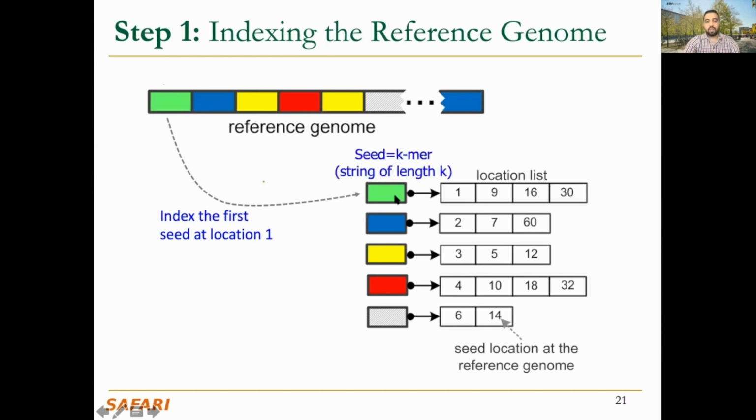Now, we call this piece or subsequence that we got from the reference genome a seed or k-mer, where k is the length of the piece. For example, 6-mers, 7-mers, 8-mers, and so on, where 8 is the length of this piece.